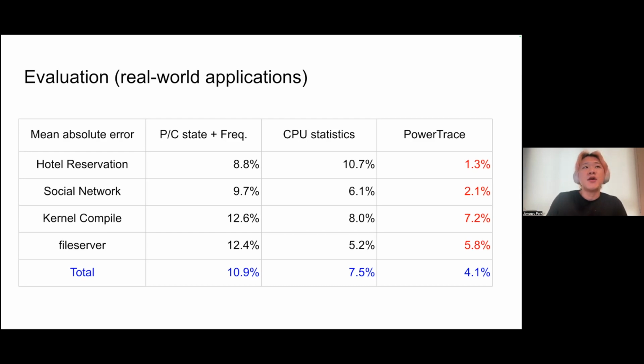We estimated power using all three different cases while collecting ground truth from RAPL, and PowerTrace shows the best accuracy out of all three methods, with around 4% errors. This shows that it matters not only to consider CPU statistics, but also to collect per-core P-state and C-state information along with frequency information too.